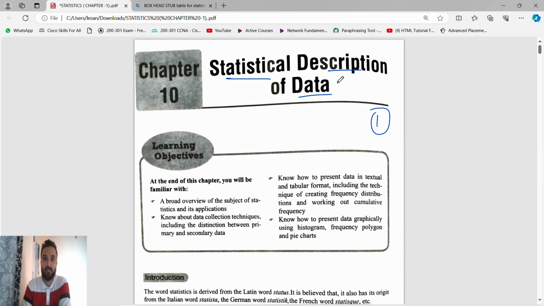It's not like a 1 GB data, 2 GB. So data I know, sir, 1 GB data, 2 GB data. But data here in statistics is nothing but information, sir. Data is information.